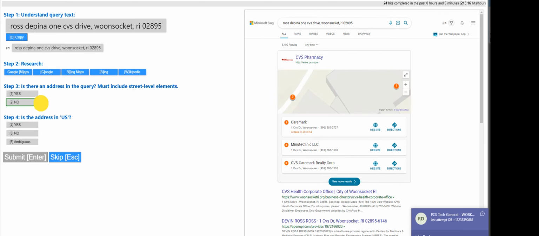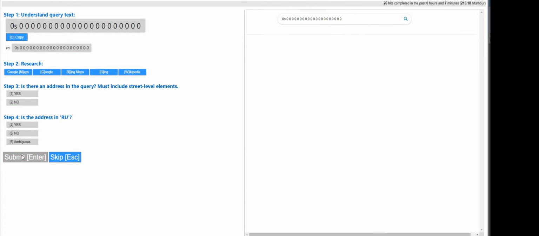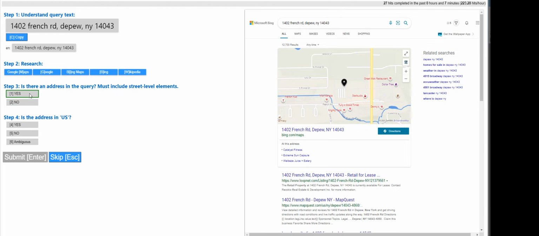Okay, this one is a valid street address. It has all the street elements. It's a yes. And this one is in Woonsocket. All right. Yeah, it is a U.S. address. It's Rhode Island. Definitely no. Definitely no. This one is a valid street address. Okay, guys, isn't it easy?